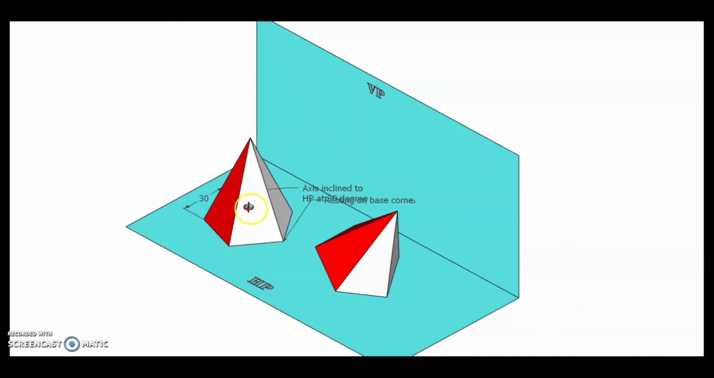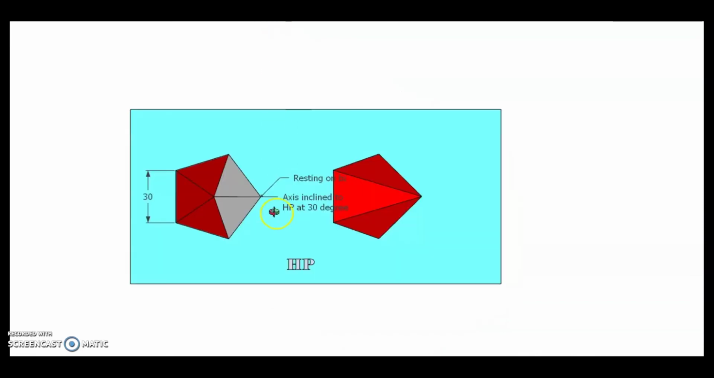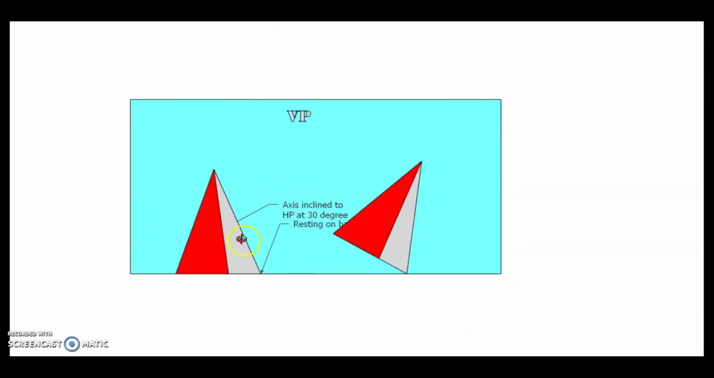So initially we have to consider that its base is resting on HP, then draw its top view, then draw its front view, and redraw the same front view as per our final condition. Means this axis should be inclined at 30 degrees or whatever angle is given for the axis. By considering this angle, redraw this figure.